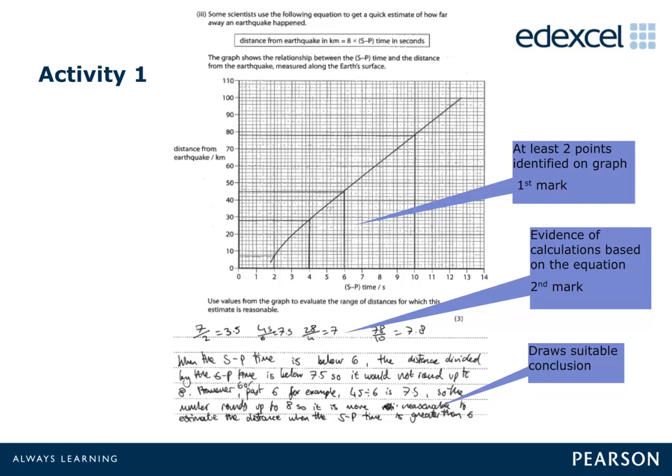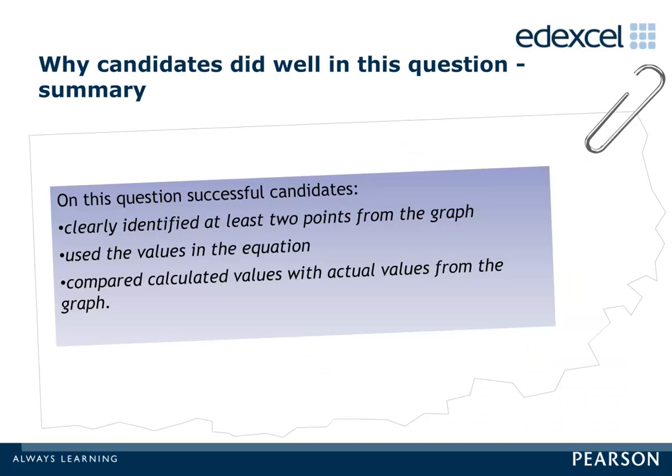This candidate divided the distance by the time for each point to see how close this was to 8, as in the equation. This is a perfectly acceptable method. Appropriate comments about the shape of the graph compared to the straight line predicted by the equation could also gain full marks.